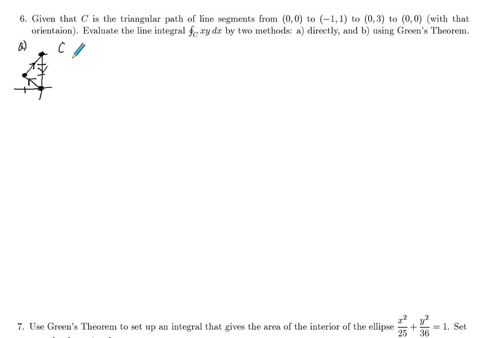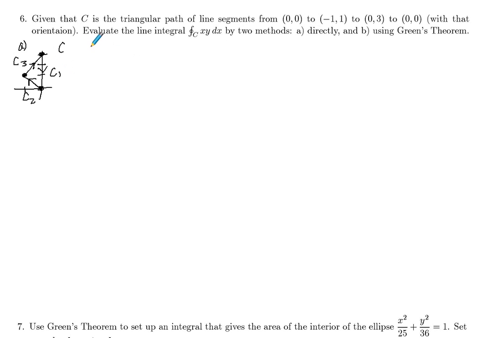And then we'll want to break it up into 3 pieces. Let's call this one C1. Let's call this piece here C2. And let's call this piece here C3. And just a little note, notice here that this has negative orientation because it's clockwise. So that's going to play into part B, Green's theorem.